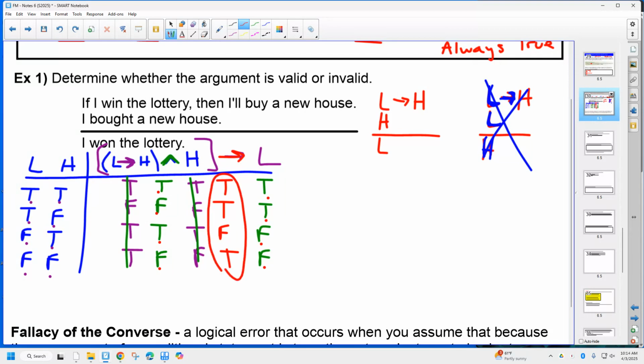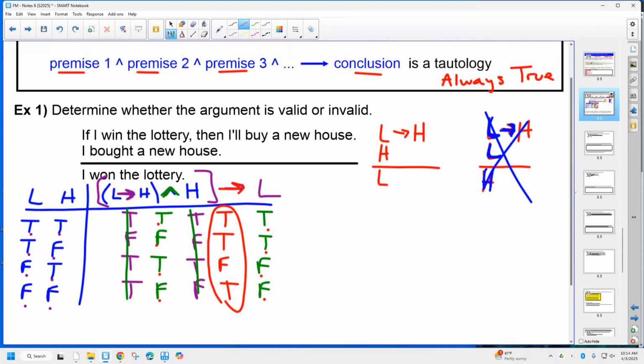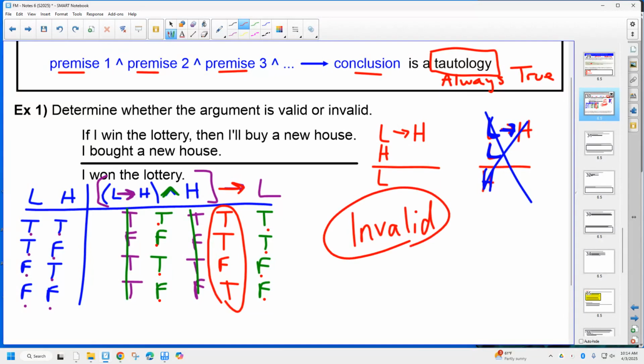That's kind of our final column that we need to look at. And what we're trying to show is a tautology. Always true. Well, it's not always true. This is invalid. This argument is invalid. And more specifically, we can tell when it's invalid. It's invalid when L is false and H is true. If I don't win the lottery, but I do get a new house.